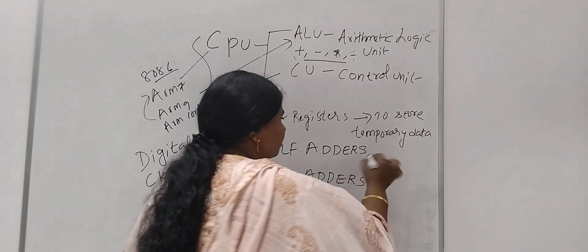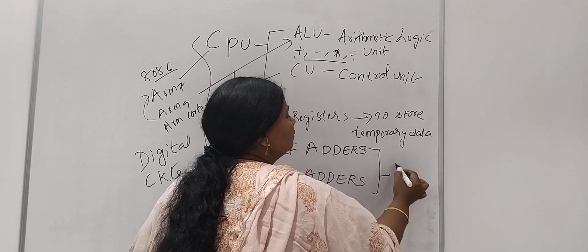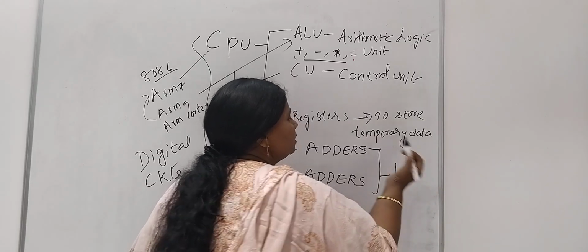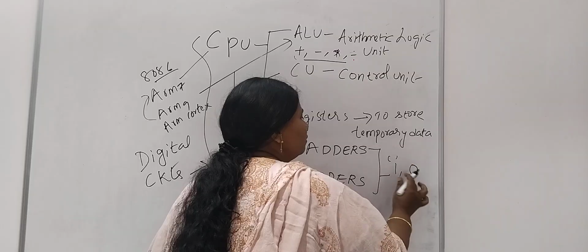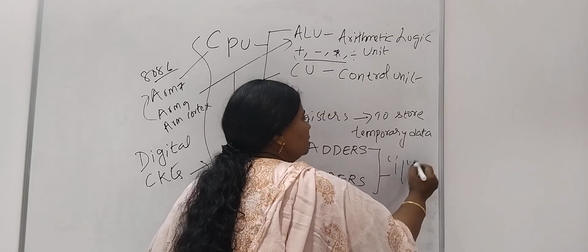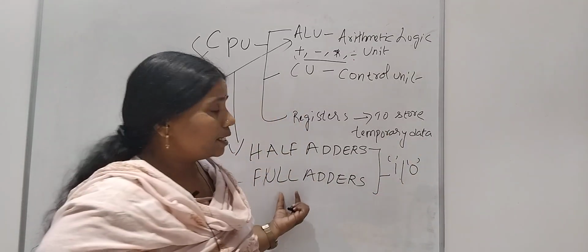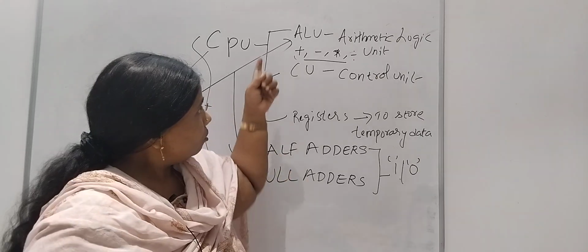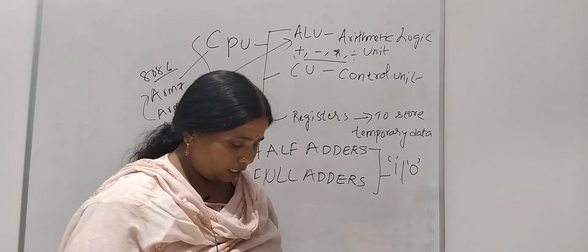What is a digital circuit? Any circuit which works with two voltage levels, that is nothing but logic 1 or logic 0, is said to be a digital circuit. So all this comes under your digital circuits.